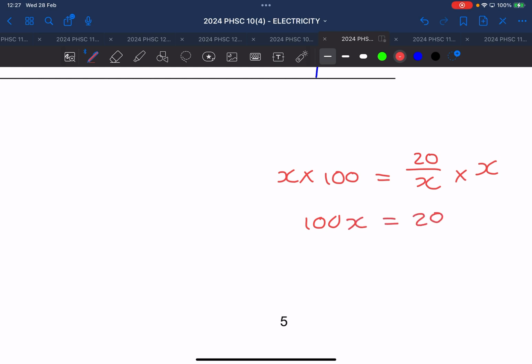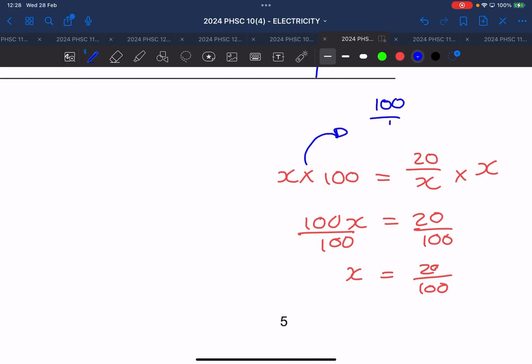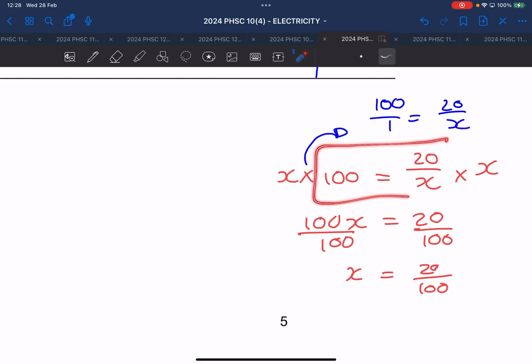Now you want to get x on its own. So you get x is equal to blah, blah, blah. What are you going to do? Divide by 100, divide by 100. So you have x is equal to 20 divided by 100. So basically, that is the same as saying 100 over 1 is equal to 20 over x. What we had at the beginning. And then to crisscross. Take the x to the top, take the 100 to the bottom.